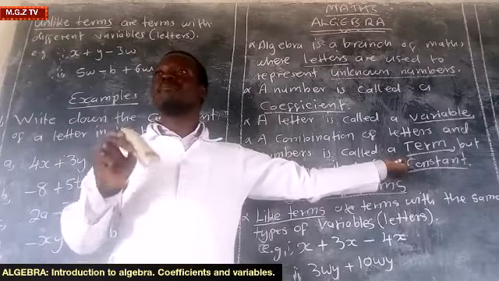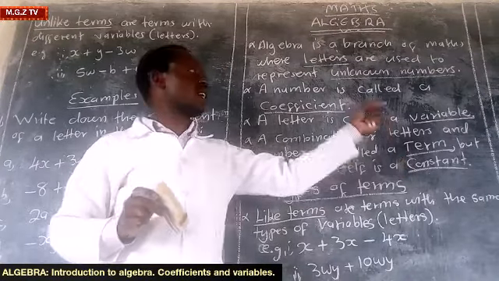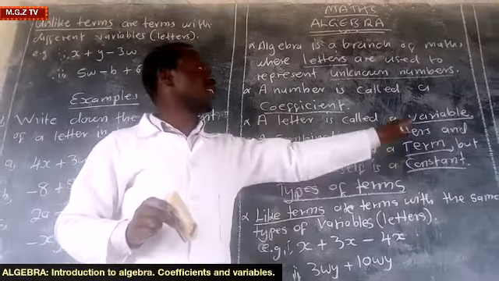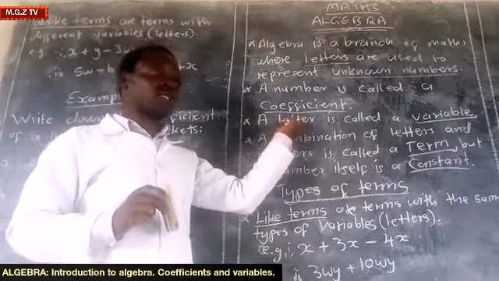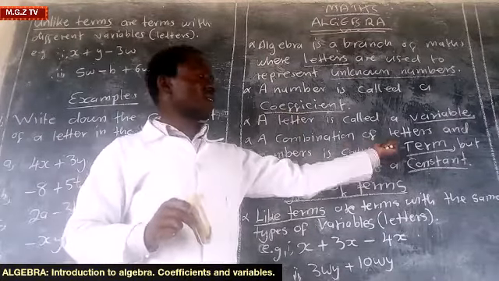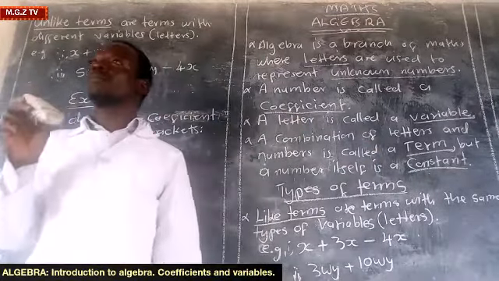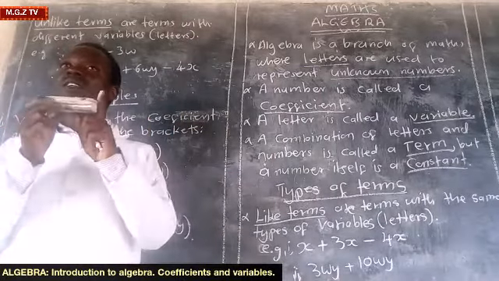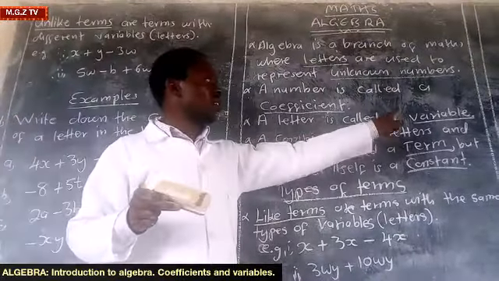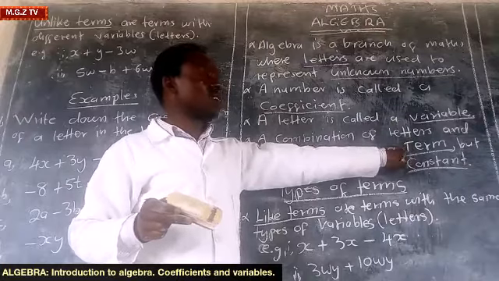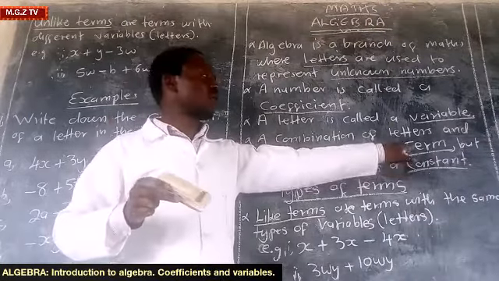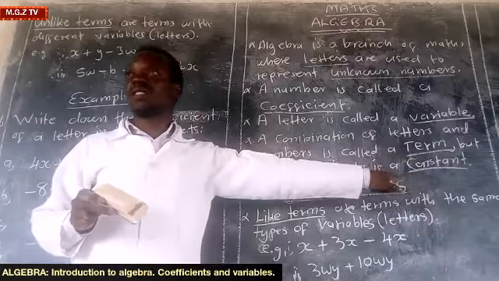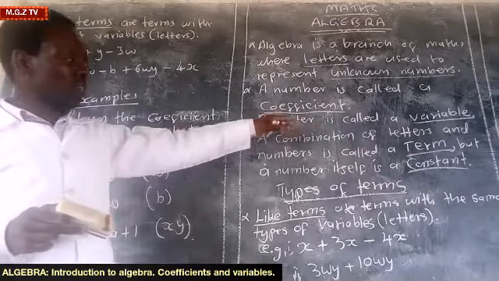Again, if it is just a letter, it is called a term. Numbers and letters combined together form a term. Letters are called terms. But numbers without letters are called constants.